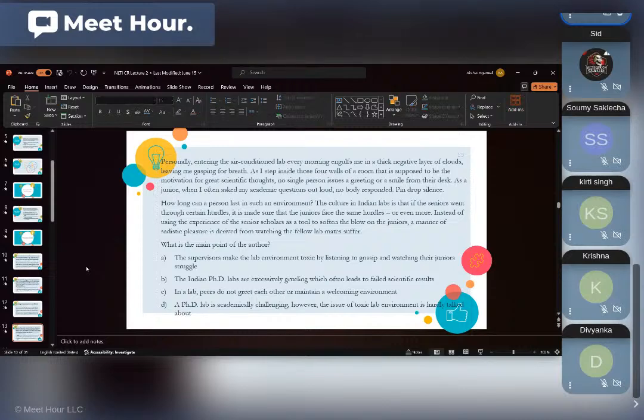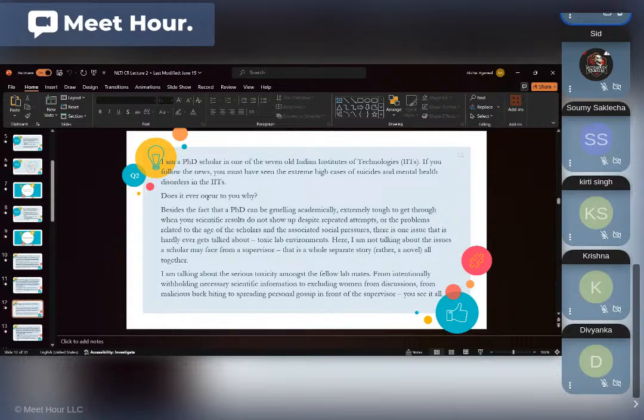So I hope this makes sense. Yes, in fact, sir, very clearly, so that's the idea. Sometimes the main idea is very clearly stated in the passage itself. There is one issue that hardly ever gets talked about, which is that of toxic lab environments. This is given to you right there, right? So that's the best part. The author will themselves tell you that that's what I'm going to talk about, and that will become your central idea answer. Okay.